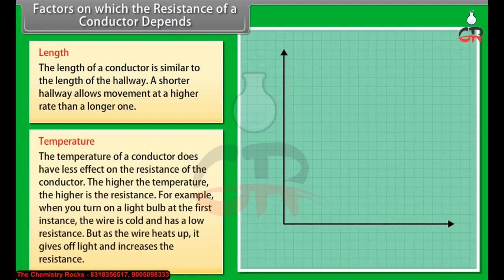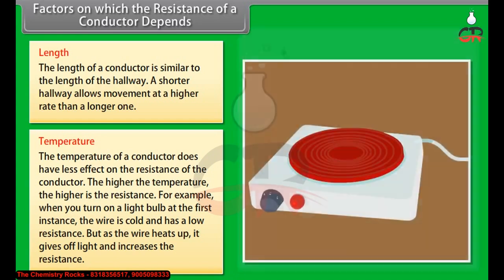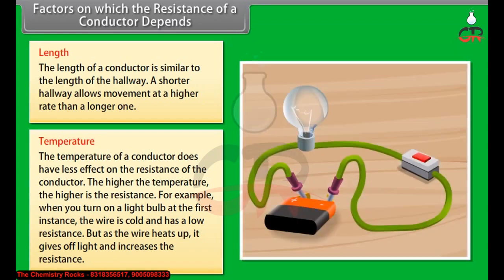Temperature. The temperature of a conductor has an effect on the resistance of the conductor. The higher the temperature, the higher is the resistance. For example, when you turn on a light bulb at the first instance, the wire is cold and has a low resistance. But as the wire heats up, it gives off light and increases the resistance.